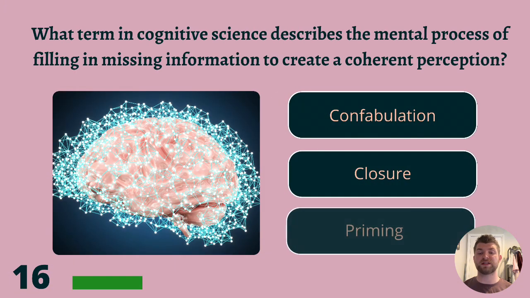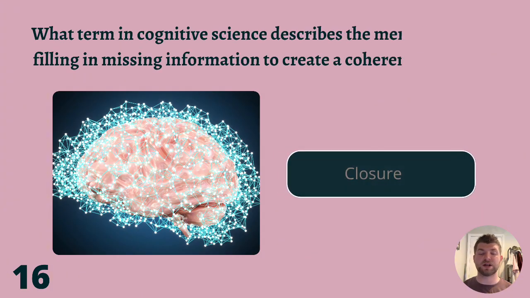What term in cognitive science describes the mental process of filling in missing information to create a coherent perception? Confabulation, closure, or priming? The answer is closure.